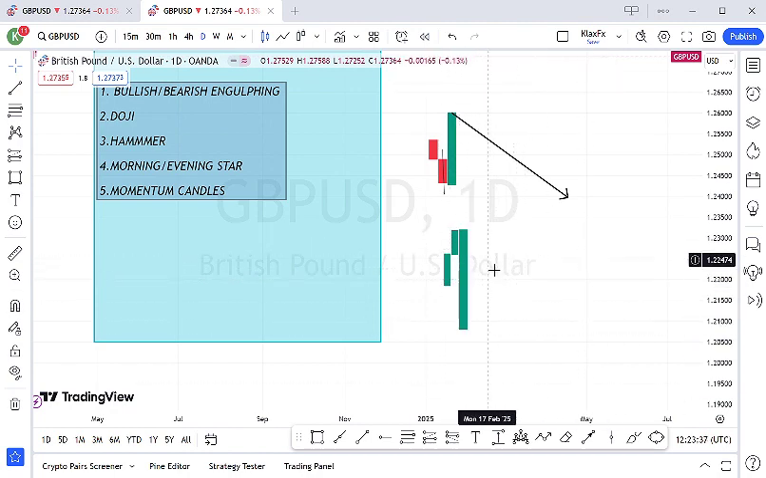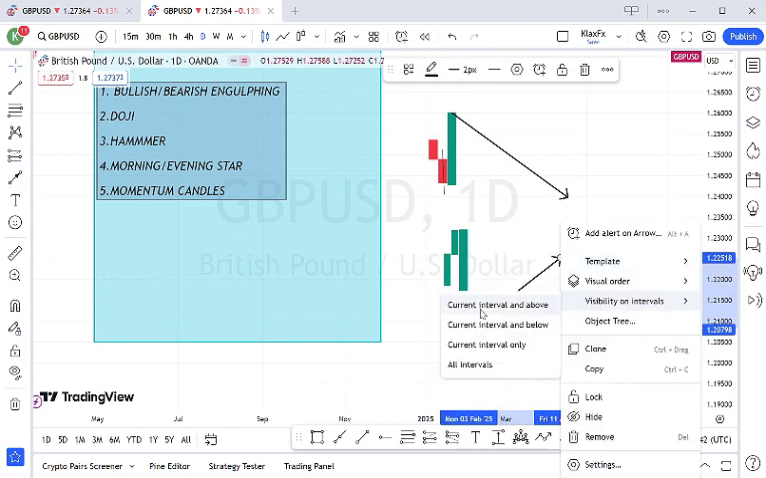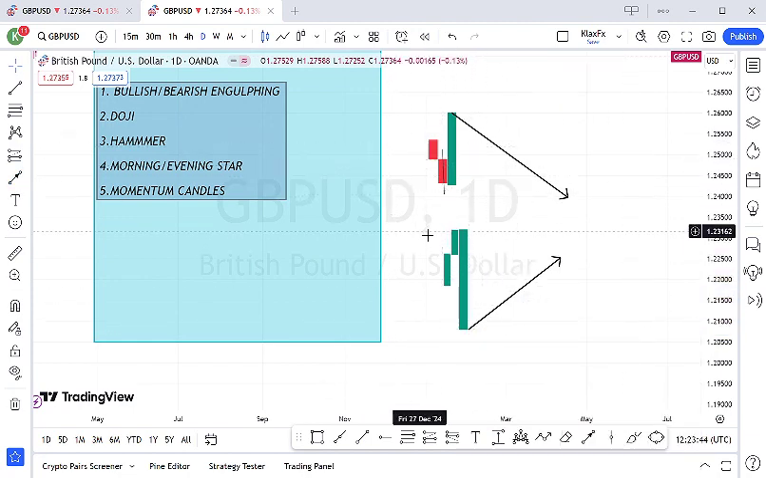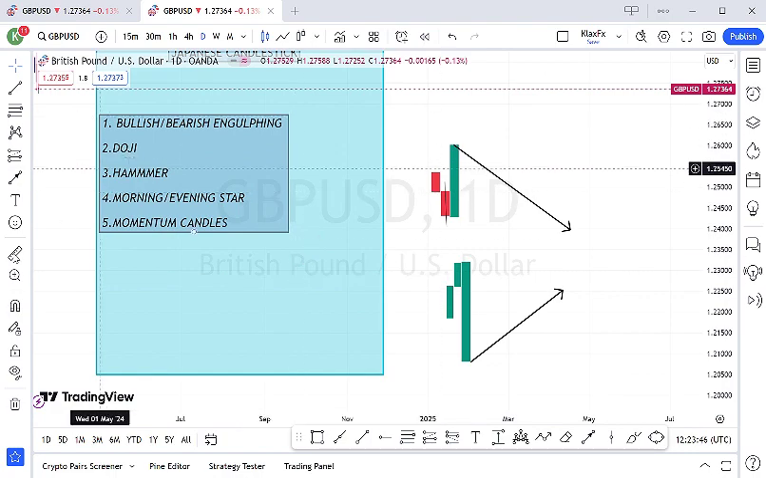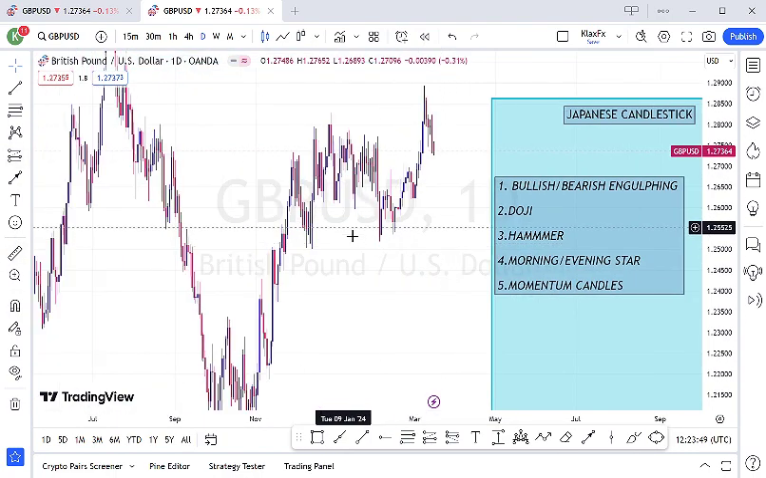So this is what you call a bearish engulfing candle. This one is your bearish engulfing, while this one is your bullish engulfing. Let me show you in the charts. Okay, so this is our chart now.